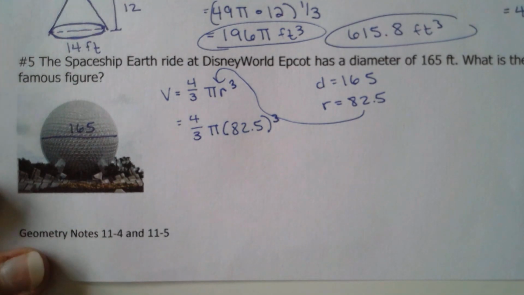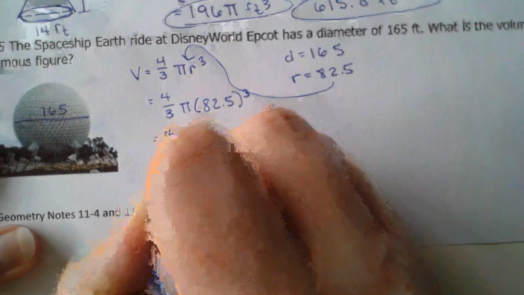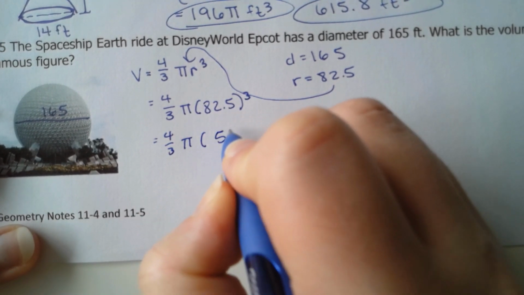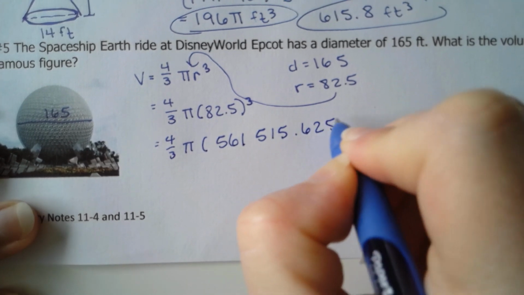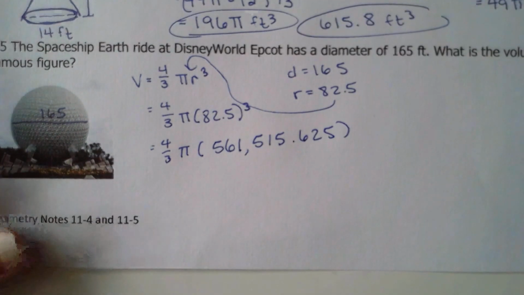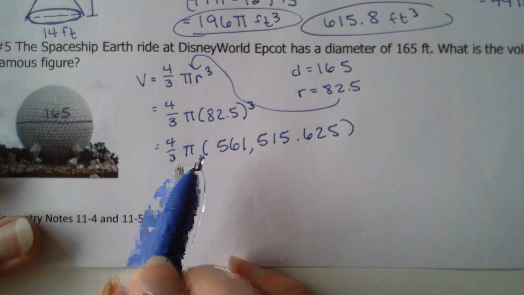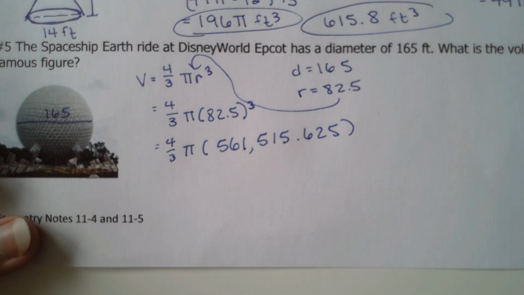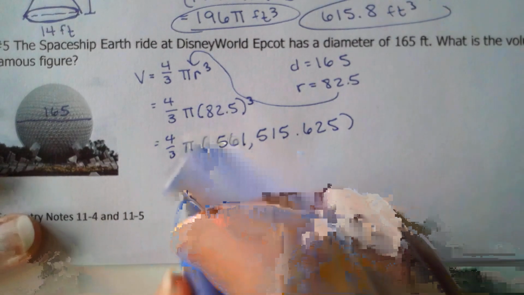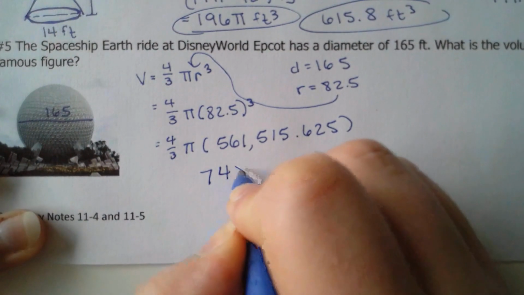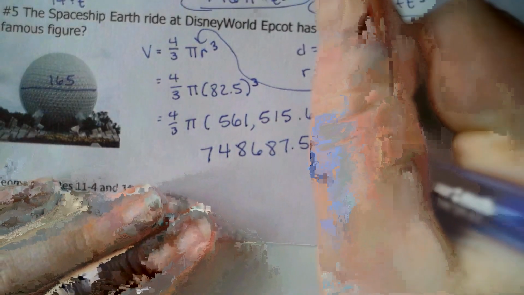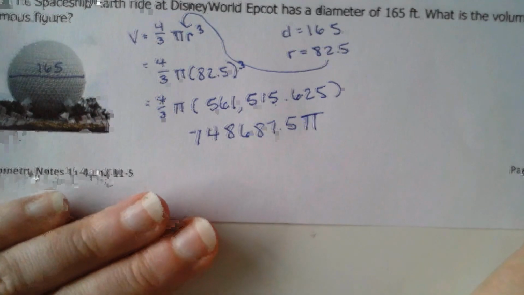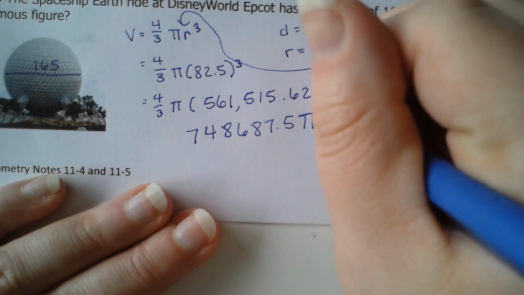So we're going to do 82.5 cubed, which is 561,515.625. Okay, so already a large number. Times 4/3 times pi. If I just multiply it by 4/3, I'm going to get 748,687.5 pi. So that's without multiplying it by pi. That's just the 4/3 r cubed, which would be feet cubed.